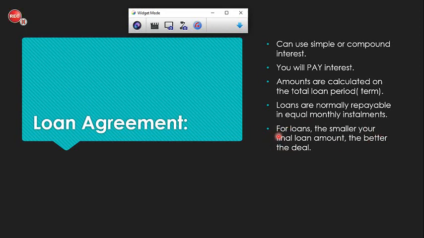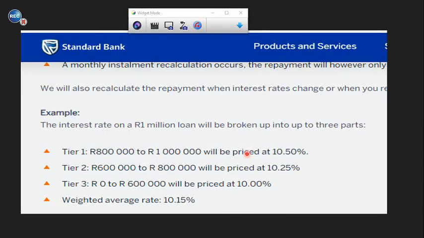If we look at something like this, here we can just see from Standard Bank for a loan. Here it's giving us different amounts. It's for a home loan, different amounts, and then the different interest rates.